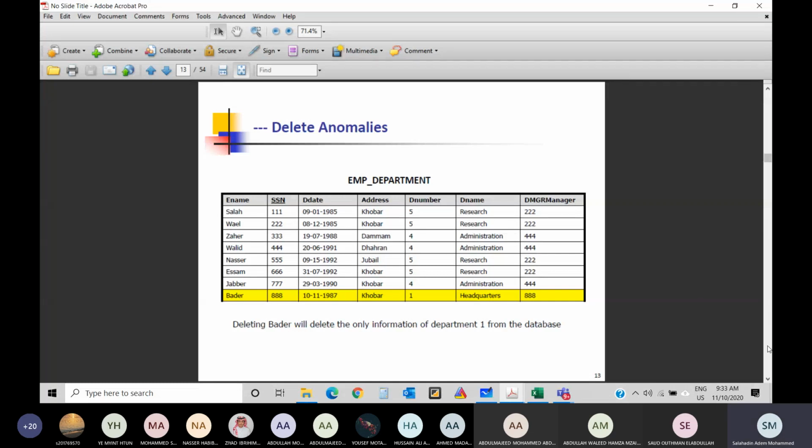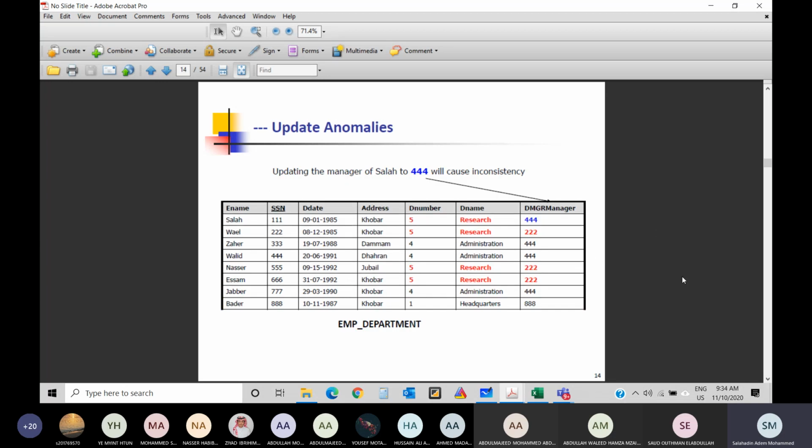Another design, which is, let's say, this is for delete. Let me show you also update anomaly. When you update, sometimes you'll get a problem. What about when I'm updating? For example, I want to change the manager of department number 5 from 2222 into 444. What do you do? How do I update it?